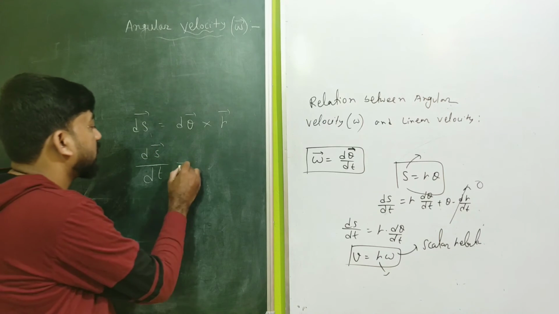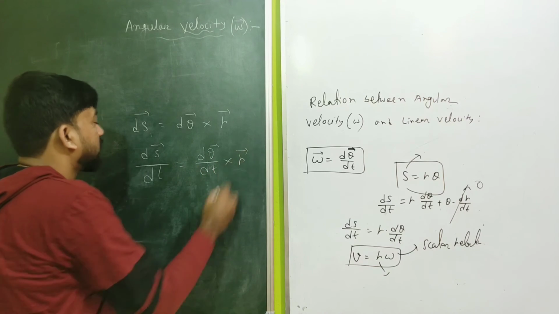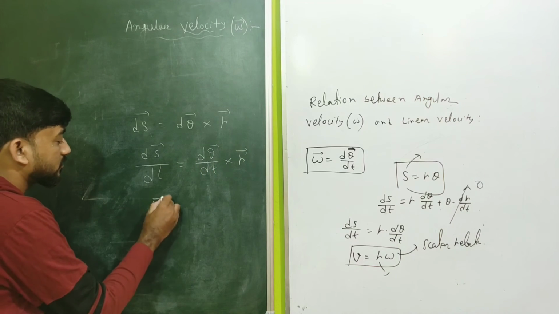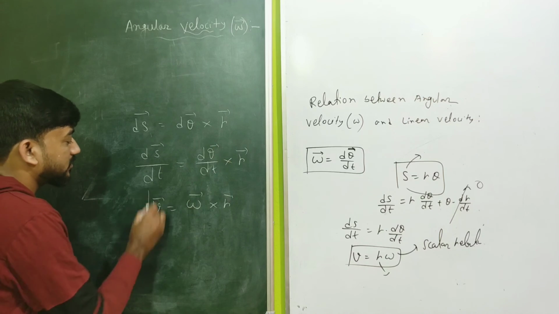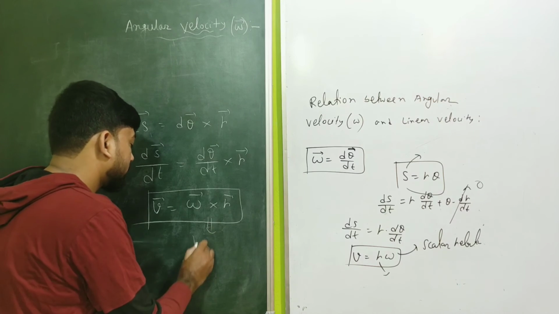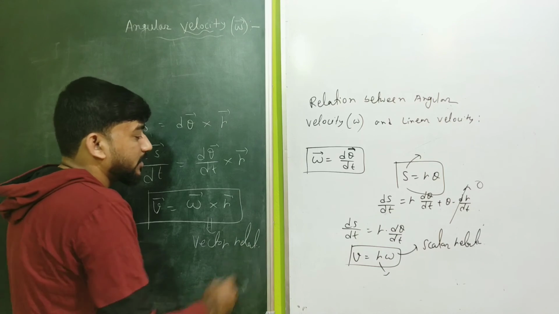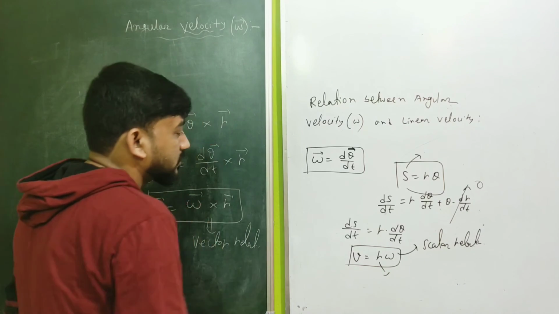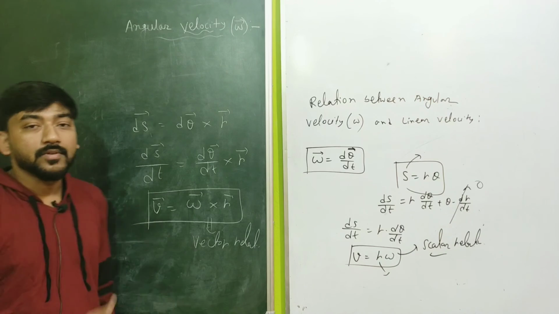So ds by dt is equal to d theta by dt cross r. ds by dt is v, so v is equal to omega cross r, as d theta by dt is equal to omega. So this is the vector relation, and this is the scalar relation. So this is all about the angular velocity.